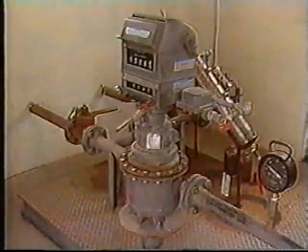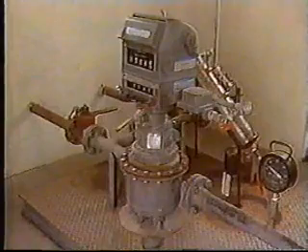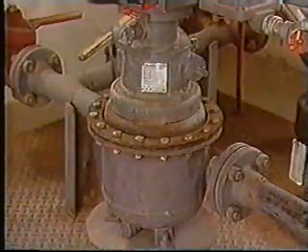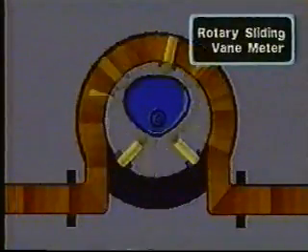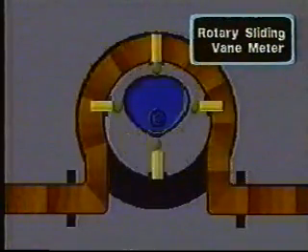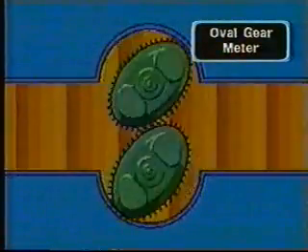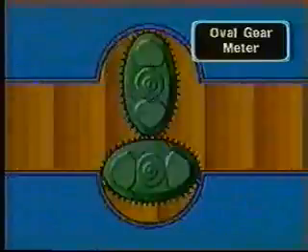Volumetric meters, more commonly known as positive displacement meters, provide a continuous method for measuring NGLs. The quantity measured depends on the number and size of passages and motion associated with each meter. Typical meters of this type are the rotary sliding vane and oval gear. A more detailed explanation of each of these meters will be included in NGL Measurement 2.